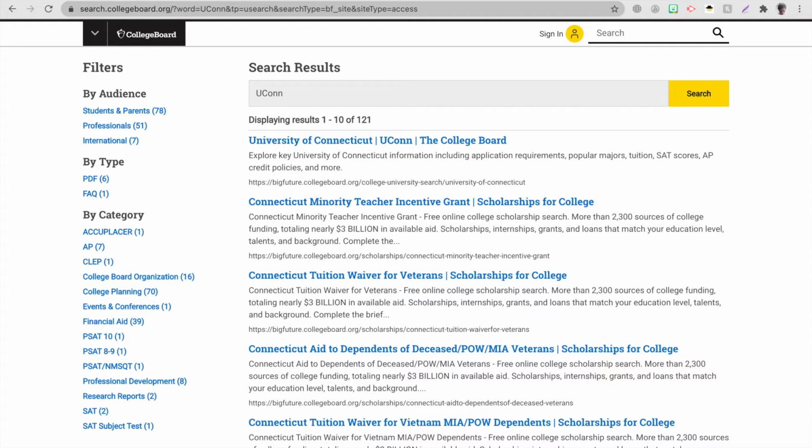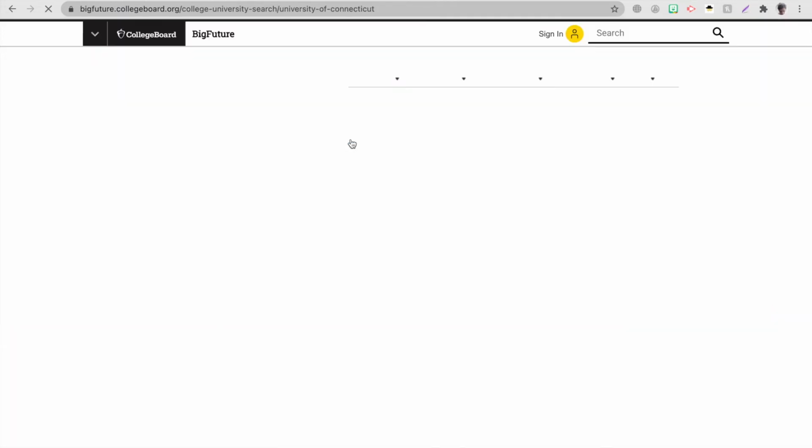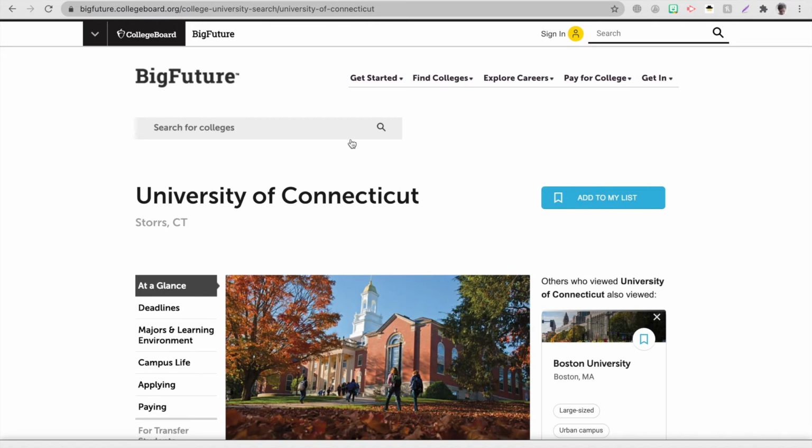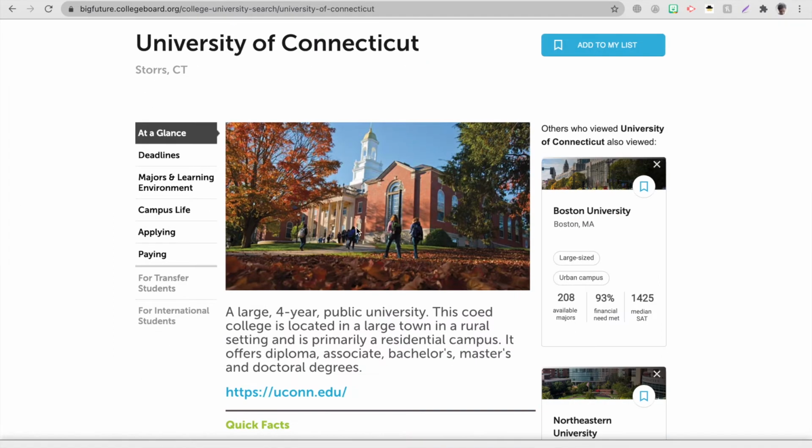It gives me a bunch of links. I'm going to click the first link, and that's going to bring me to the page that tells me all about UConn. Every single school is set up the same way in Big Future, so you'll follow the same steps no matter what school you're looking at. It'll tell you the school name and where it's located at the top. Most of them have some sort of a picture in the middle, and then to the left side of the picture is where you have links you can click on.